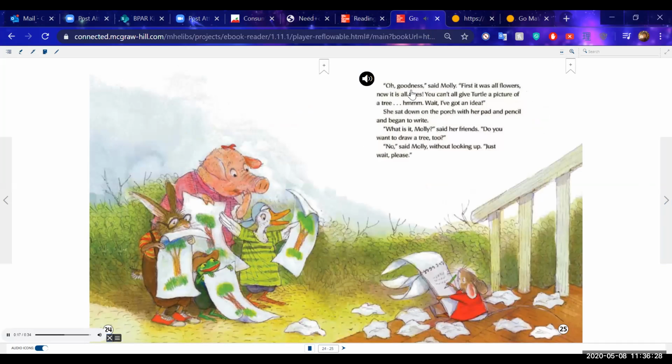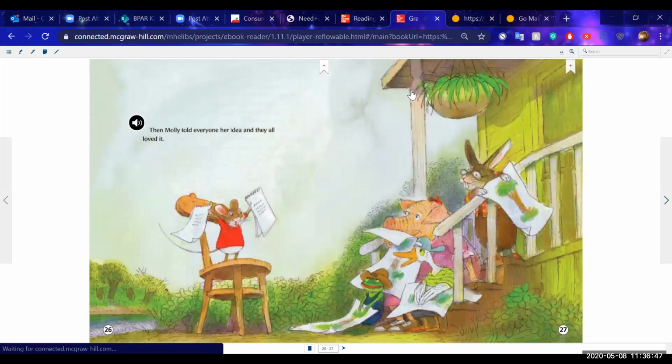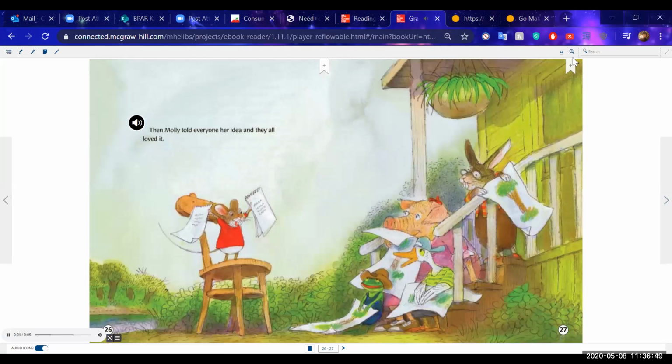She sat down on the porch with her pad and pencil and began to write. "What is it, Molly?" said her friends. "Do you want to draw a tree too?" "No," said Molly without looking up. "Just wait, please." Then Molly told everyone her idea, and they all loved it.